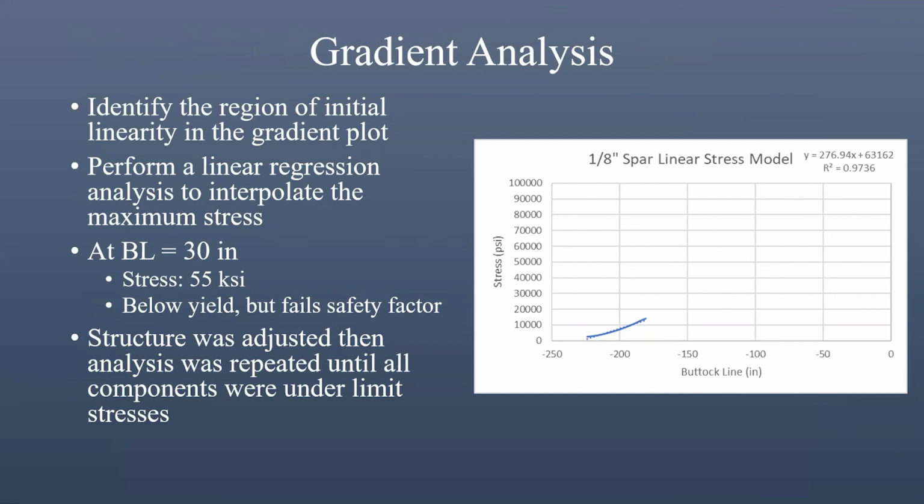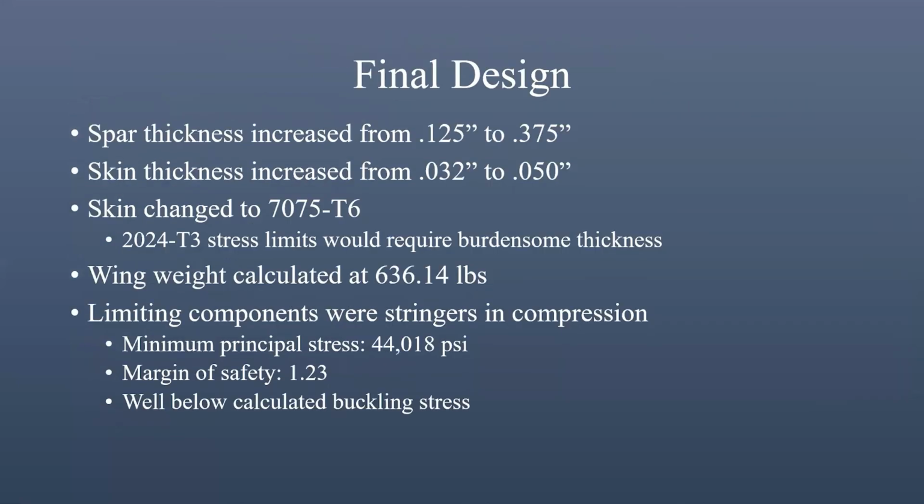Therefore, the structure was adjusted, and this analysis was repeated until all structural members were under the limit stresses. In the final design, the spar thickness increased from 1/8 of an inch to 3/8 of an inch. The skin thickness increased from 32 thousandths of an inch to 50 thousandths of an inch, and the skin changed to 7075 T6. Using 2024 T3, considering the stress limits, would create a burdensome thickness on the wing skins.